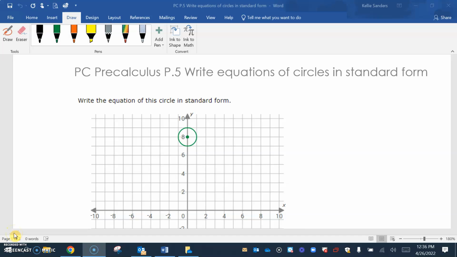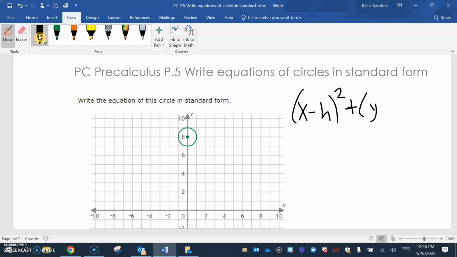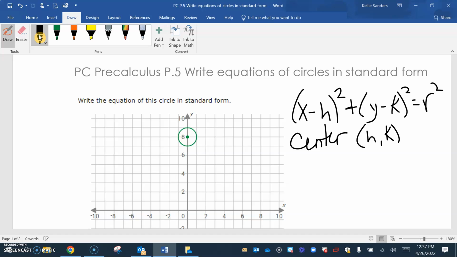Alright, so we're going to write equations of circles in standard form. Standard form, again, is (x minus h) squared plus (y minus k) squared equals r squared, where the center is (h, k) and your radius is r. So we need an h, a k, and an r. On this one, our center is (0, 8). That is your h and k, and your r is 1.